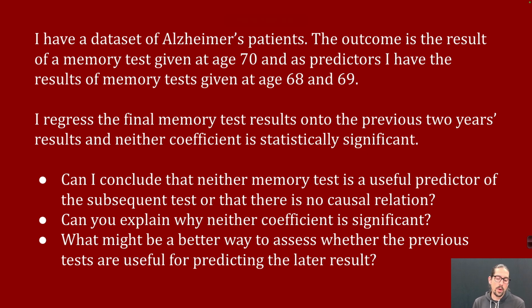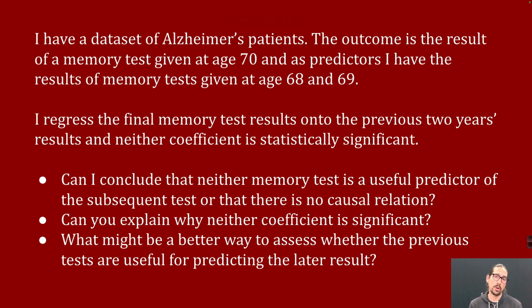Now, what might be a better way to assess whether the previous tests are useful for predicting the latter result? Here we've defined the question more clearly. Let's say all I care about is predicting the value of the test at age 70. I don't want to do the test again. Maybe it's an expensive test to run. I already did it at age 69, I already did it at 68. Can I just use those two values to predict what it's going to be at age 70? If that's our question, then our assessment should not have anything to do with the significance of the coefficients. We should be looking at some measure of predictive power.